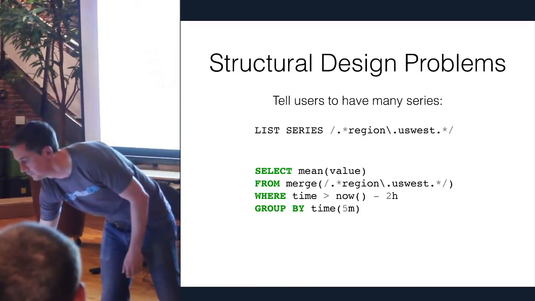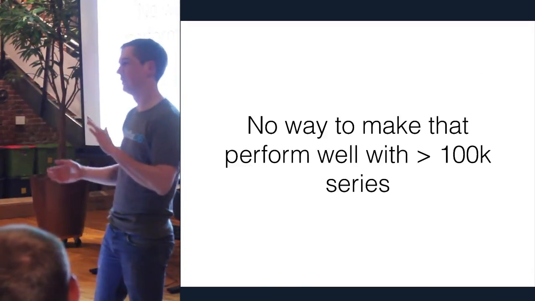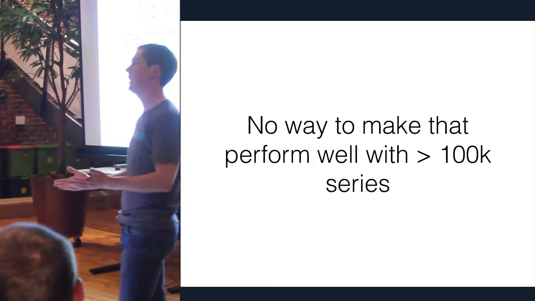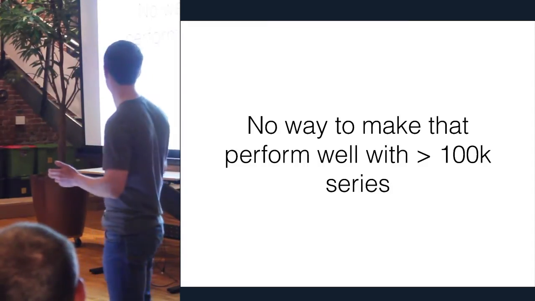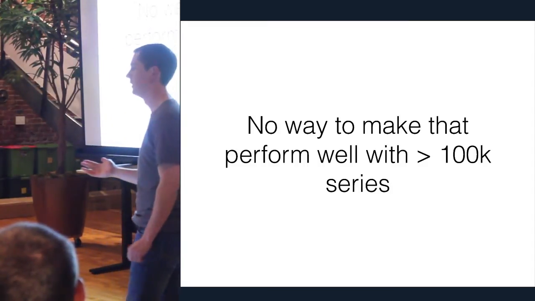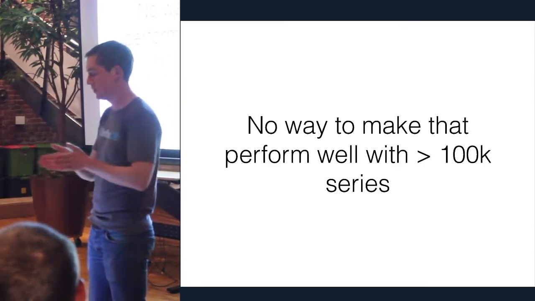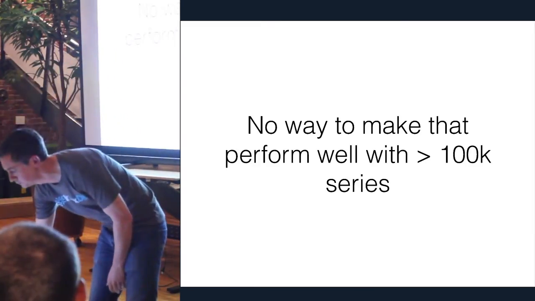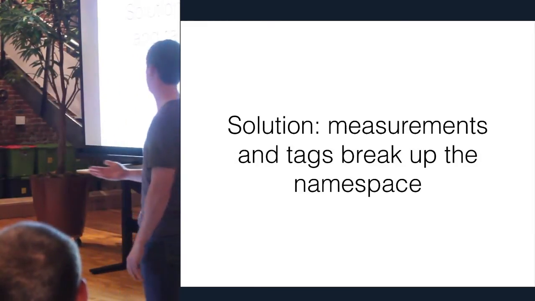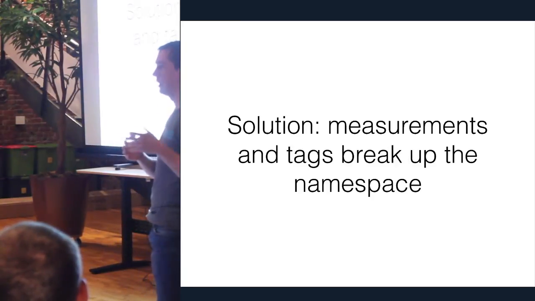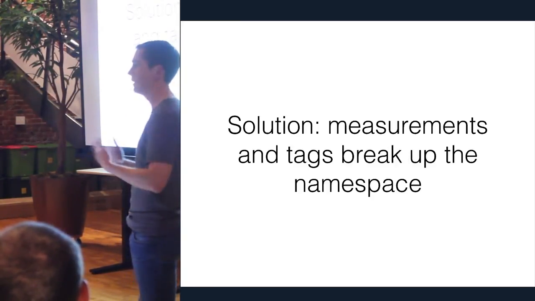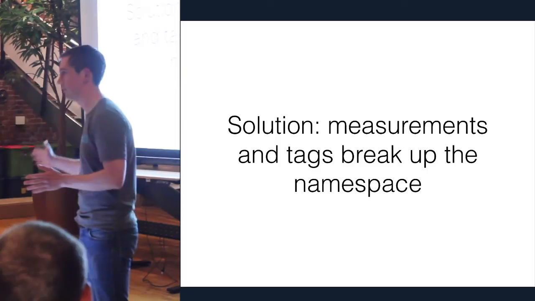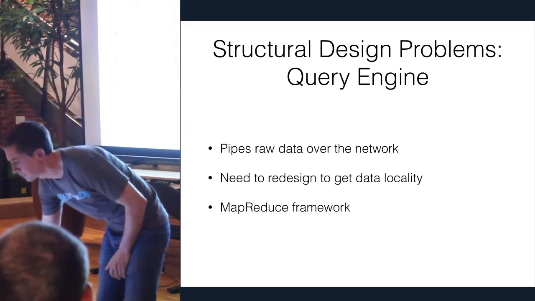Now the problem with that was there was no way to make this perform well if they had greater than 100,000 series. And in this use case, it's actually trivial for people to have hundreds of thousands or millions of separate time series. And if we're matching against regex, you just have to loop through all of those and find the matches. And there's no way that was actually going to scale and be performant. So our solution is to use tags, and the combination of measurement names and tags break up the namespace so that it's manageable. So you're never iterating over the entire namespace of a million series to get back a result.